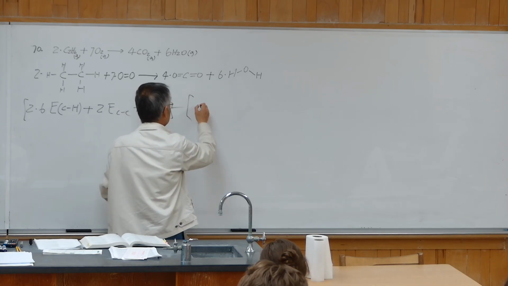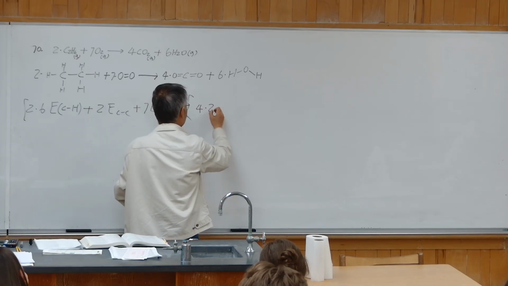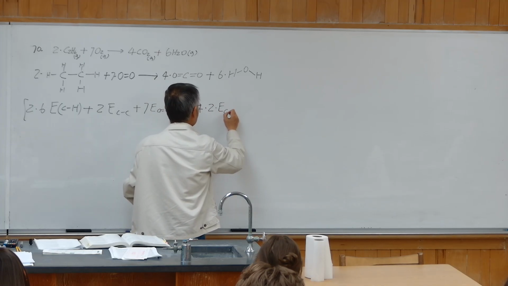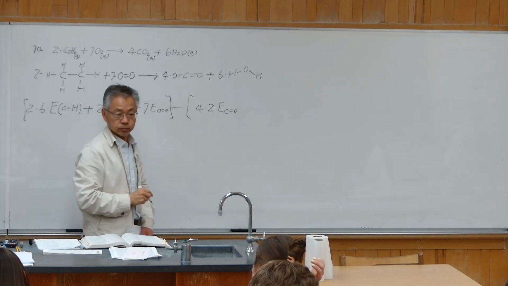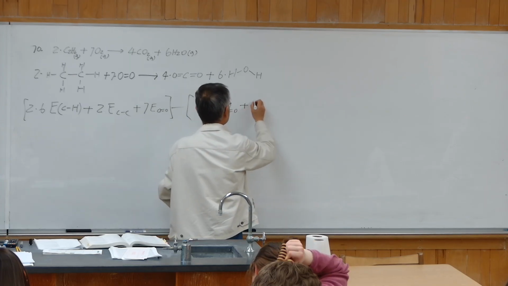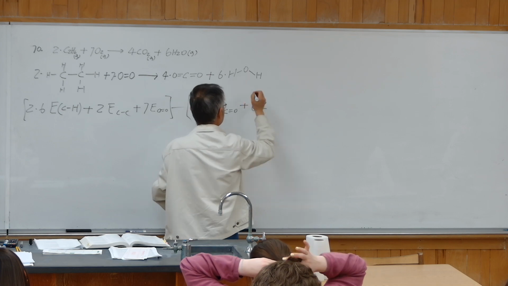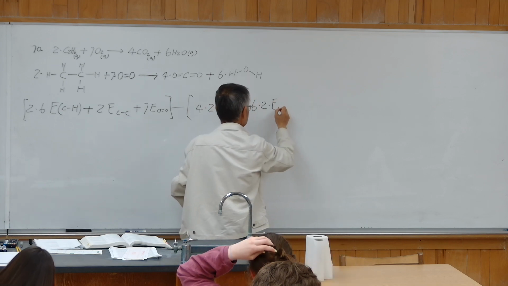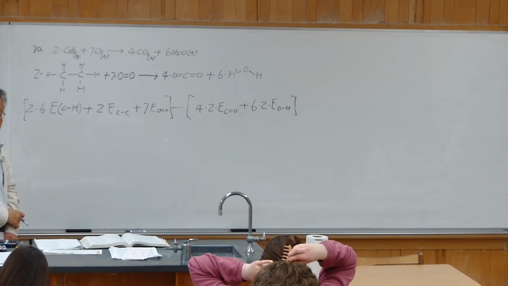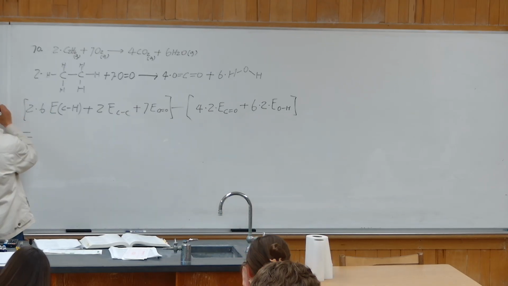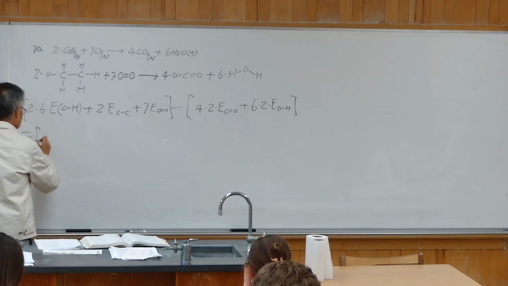So 4 times, for each carbon dioxide, you have 2 carbon-oxygen double bonds. So the total is 4 times 2, right? Plus 6 times 2 oxygen-hydrogen single bonds. Right? Now we just take a look. This is the total enthalpy change for this reaction. Just take a look at the bond energy.